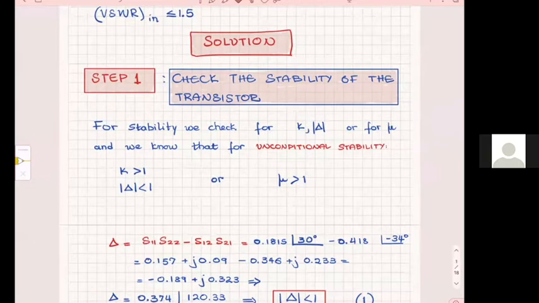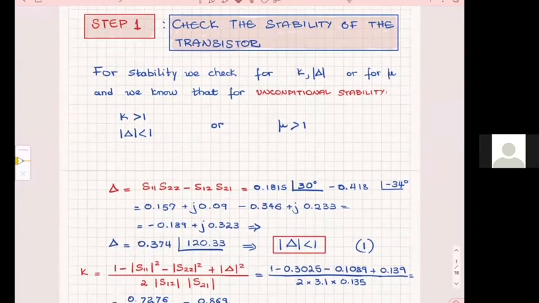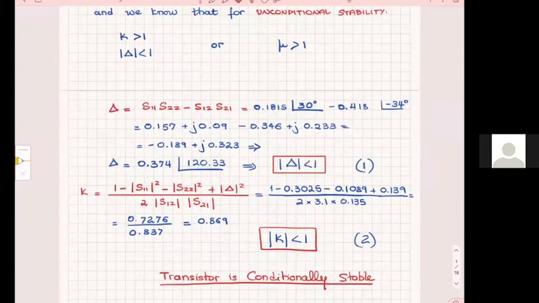We just checked the stability of the transistor, and we checked both K and delta. You also have mu, but I did not do mu. I did K and delta here. We found that delta is less than 1, but K is also less than 1. The magnitude of K is supposed to be higher than 1. And so in this case, unfortunately for us, we understood that the transistor is conditionally stable.